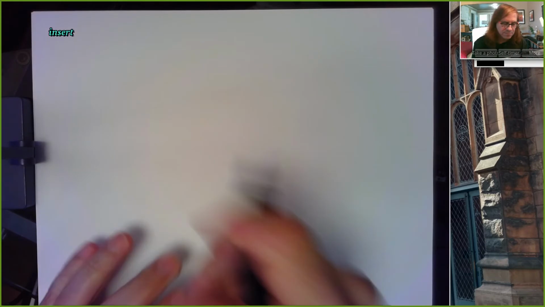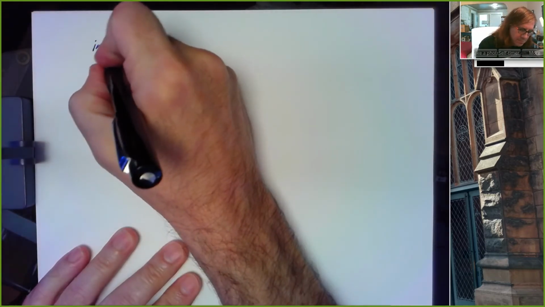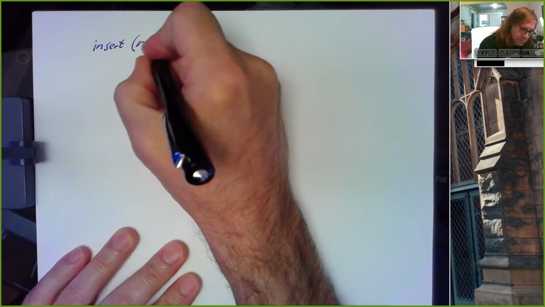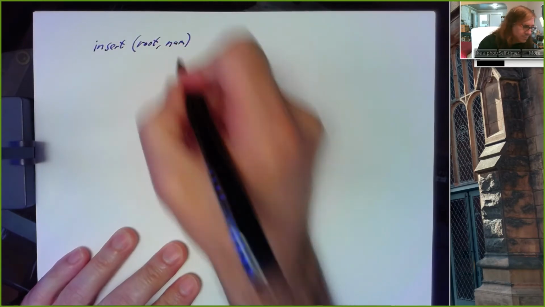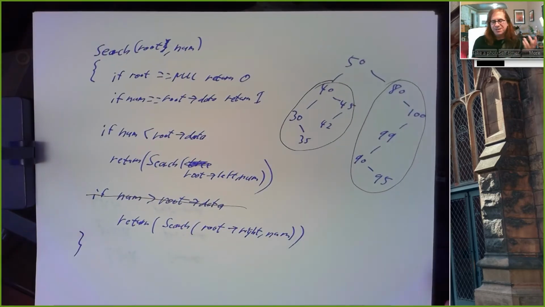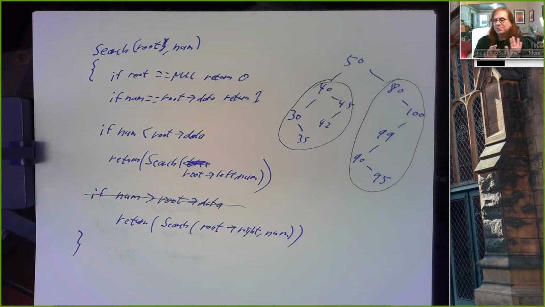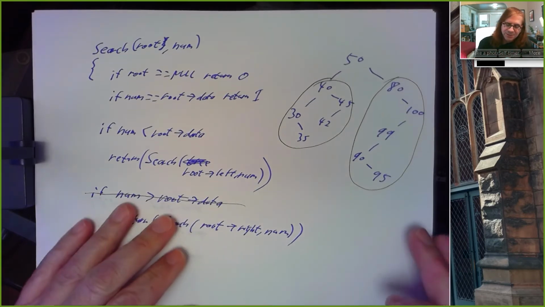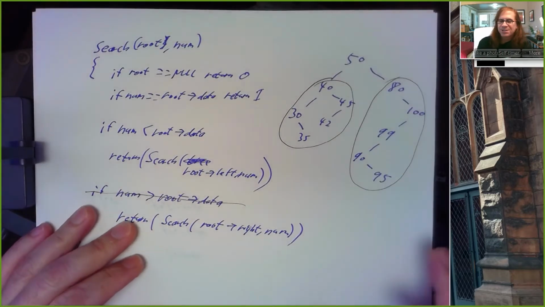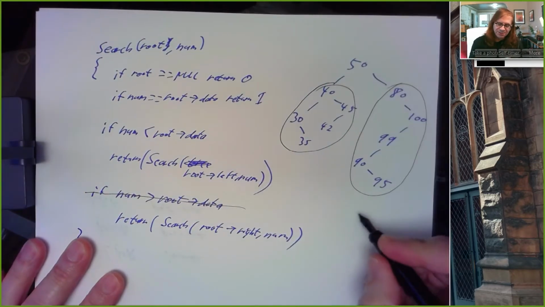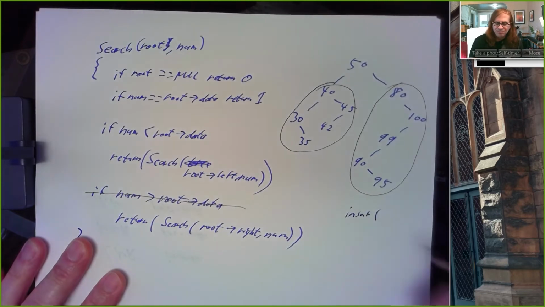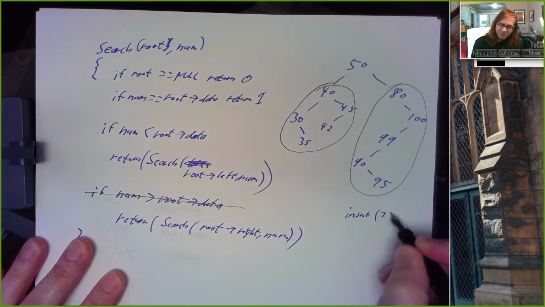All right, let's go ahead and do insert. And so again, if you start with some tree like this and you want to insert a new number, I'm going to assume the number's not already in the tree, so we won't worry about edge cases where you're trying to put something in that's already in there. But suppose this is what our tree looks like, and suppose we're trying to insert, I don't know, 75.